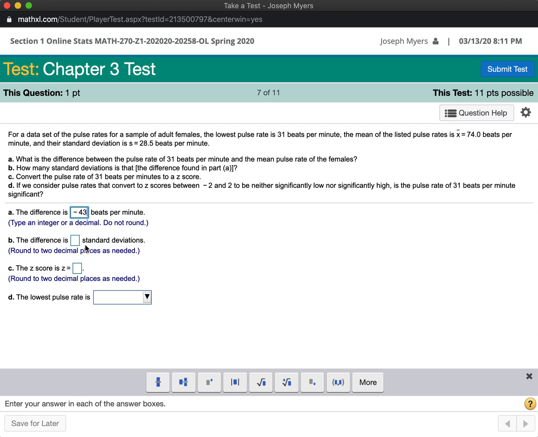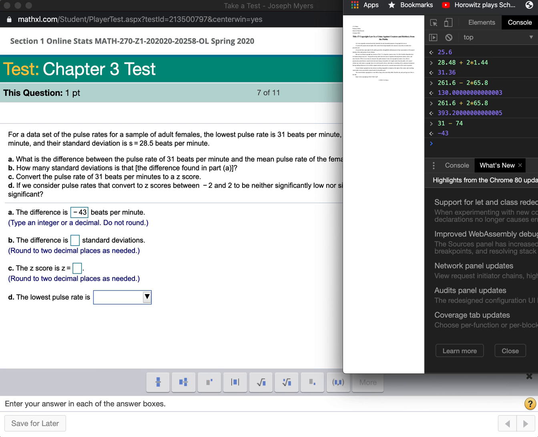And so now, how many standard deviations is that? Well, the number 43 divided by the standard deviation, which is 28.5. 43 divided by 28.5 is 1, and it says 2 decimal places, so 1.508. That rounds up to 1.51.